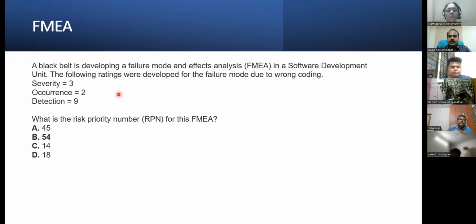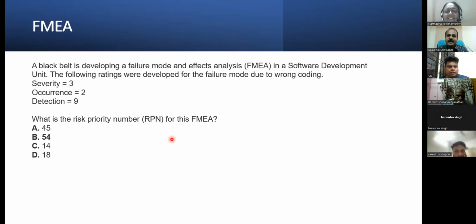Very good. Now a black belt is developing a failure mode and effect analysis. In a particular scenario, severity is 3, occurrence is 2, detection is 9. What will be the RPN? 54. Six nines are 54. 3 into 2 into 9. Yes, 54. Very good. S into O into D. Multiply the 3 numbers and you get 54.